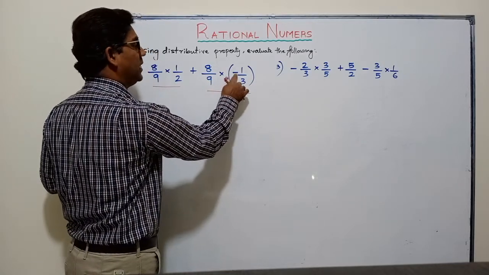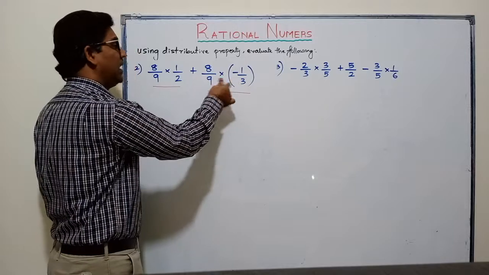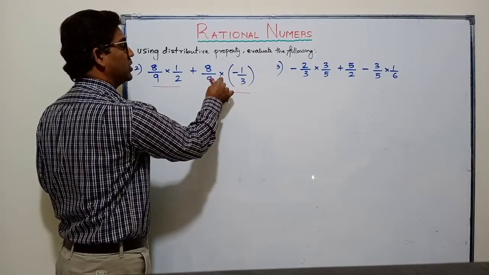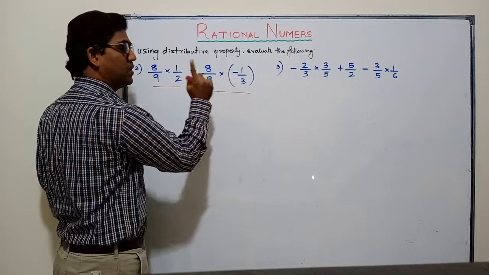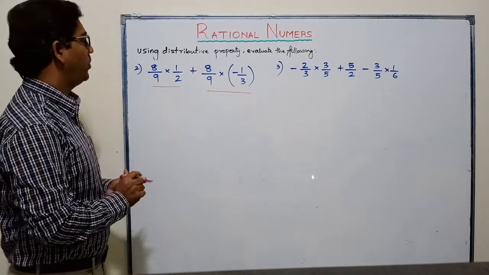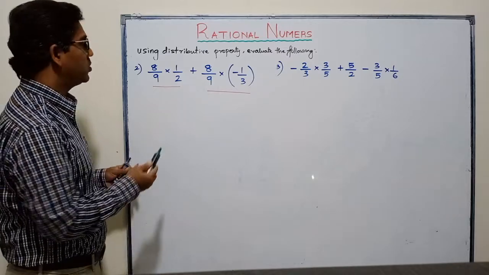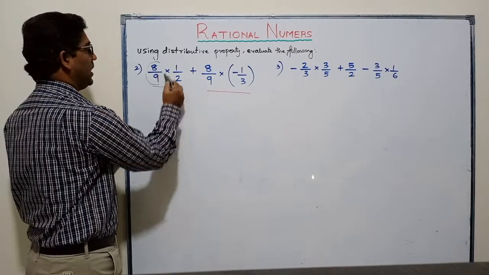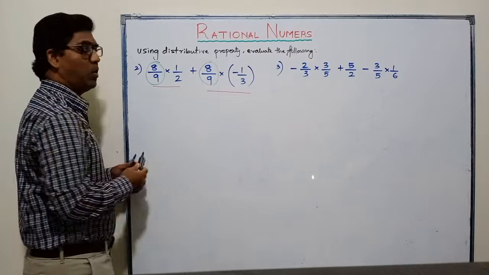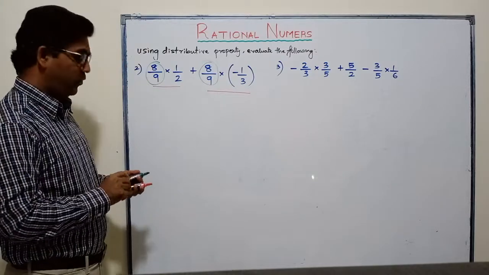Now this minus sign is not connecting the two numbers. The sign which is connecting the two is multiplication. So these two together is only one term. Now, we have only two terms here. So look for a number which is common in both. If you see carefully, you can see that 8 upon 9 is present in both. So you can borrow 8 upon 9 from both.